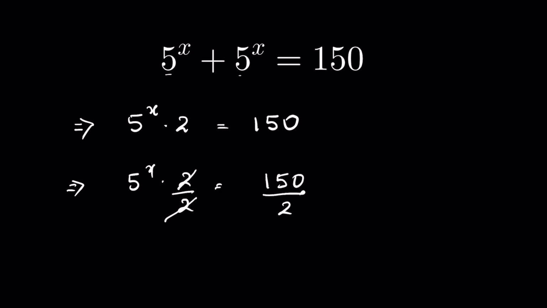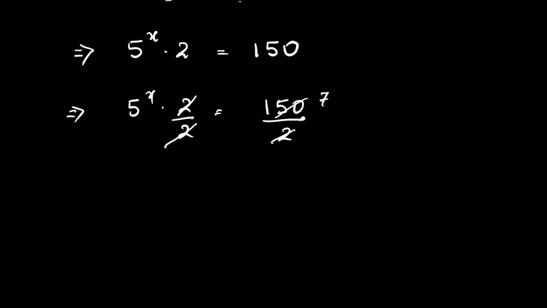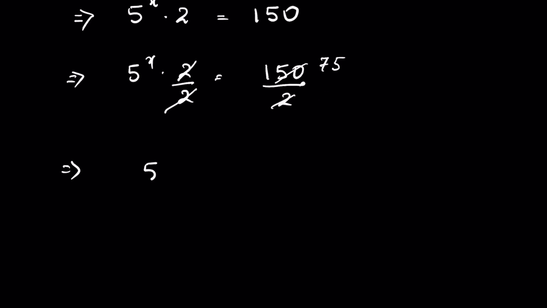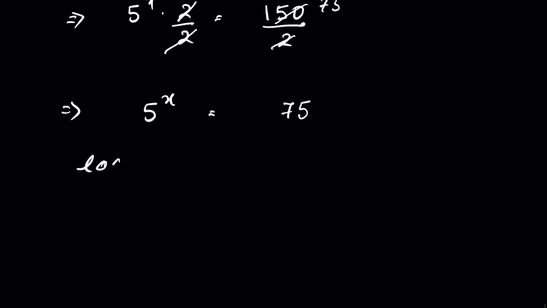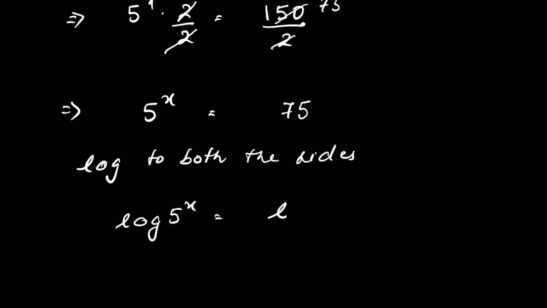So 2 and 2 get cancelled. 2 times 75 is 150. Now it is 5 to the power x is equal to 75. Take log to both the sides. So this is log 5 to the power x is equal to log 75.